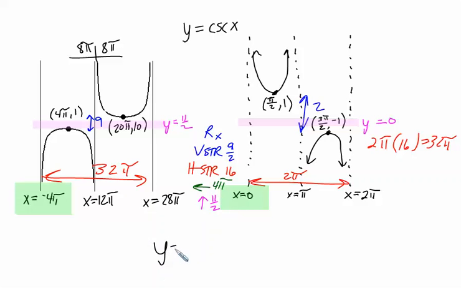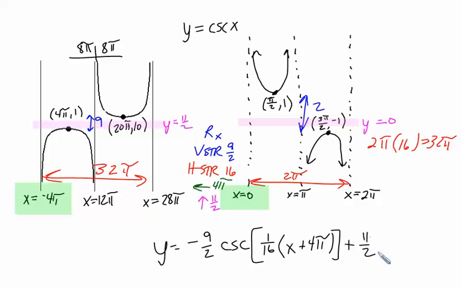Therefore, its equation is going to be y is equal to negative 9 halves times the cosecant, take the reciprocal, 1/16 times the quantity x plus 4 pi, plus 11 halves. So really these graphs are not bad if two things happen.